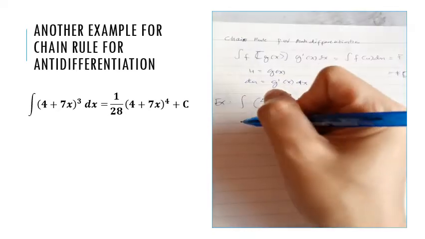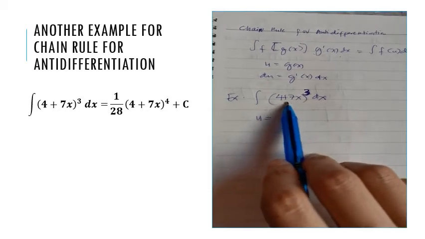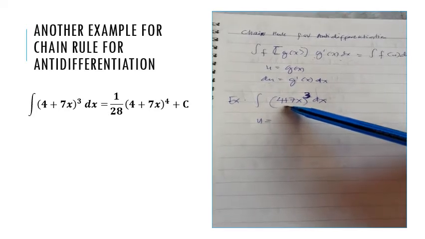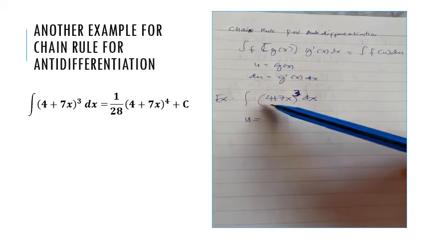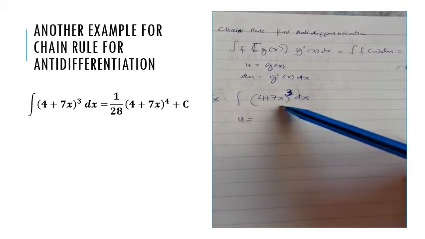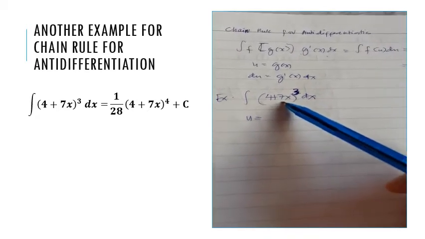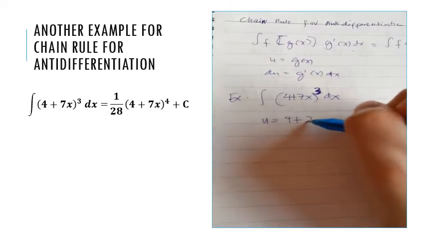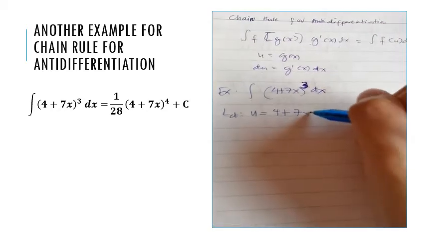Usually we let u be what is inside the parenthesis. Make sure that its derivative is present in the given integrand, because the goal of the chain rule is to transform the integrand entirely in terms of variable u. So let u equal 4 plus 7x.